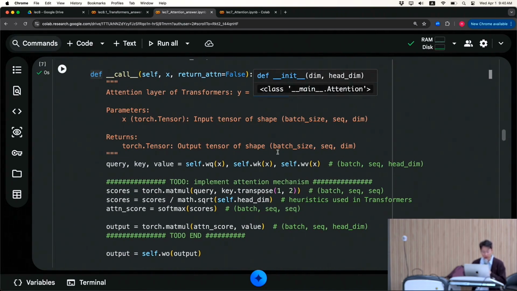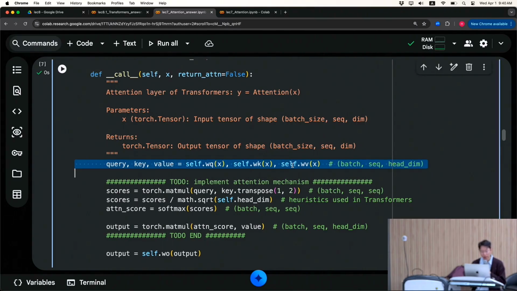So just to clarify, this portion is already provided for you. You receive input of size batch size by sequence length by dimension. The matrix multiplies here and here are already computed for you. You need to compute the flops, ignoring softmax for this portion.